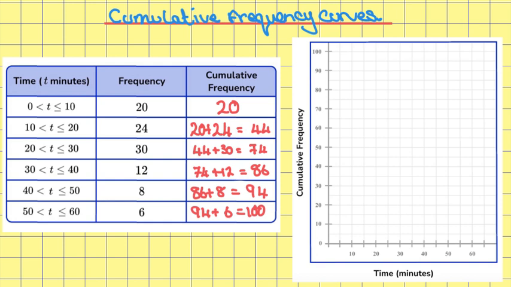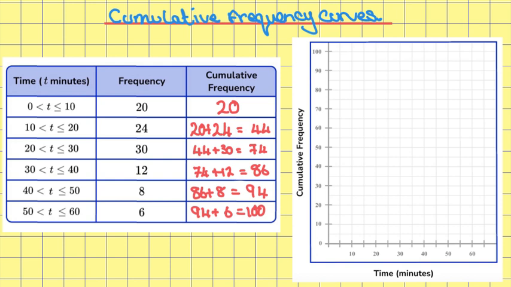So for each grouped data set, you plot the last or upper boundary point. So we'll plot 10 against 20, the cumulative frequency. We'll plot 20 against 44, 30 and 74, 40 and 86, 50 and 94, 60 and 100.